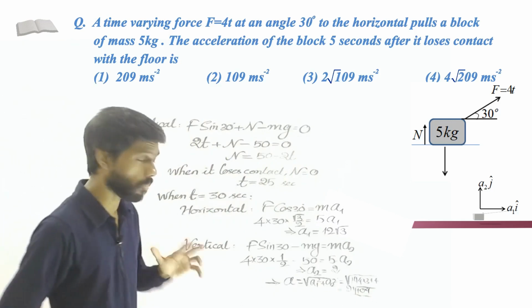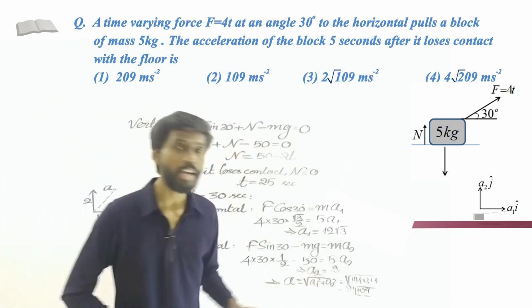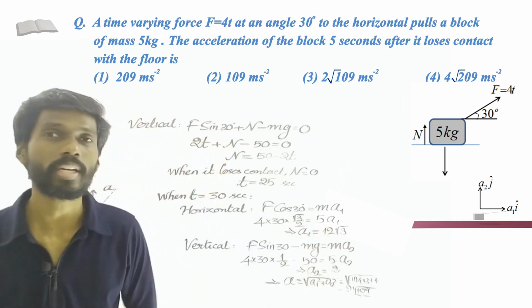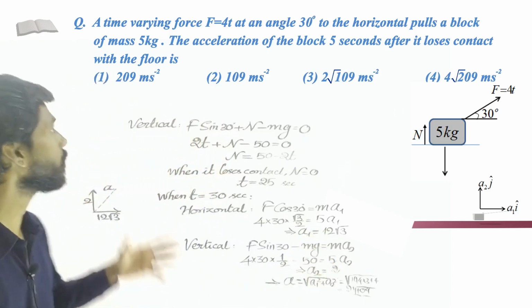So we found two components of the acceleration, horizontal and vertical. Then the resultant is simply the square root of this square plus this square. So that is our required answer. Okay, yes, so that's it.